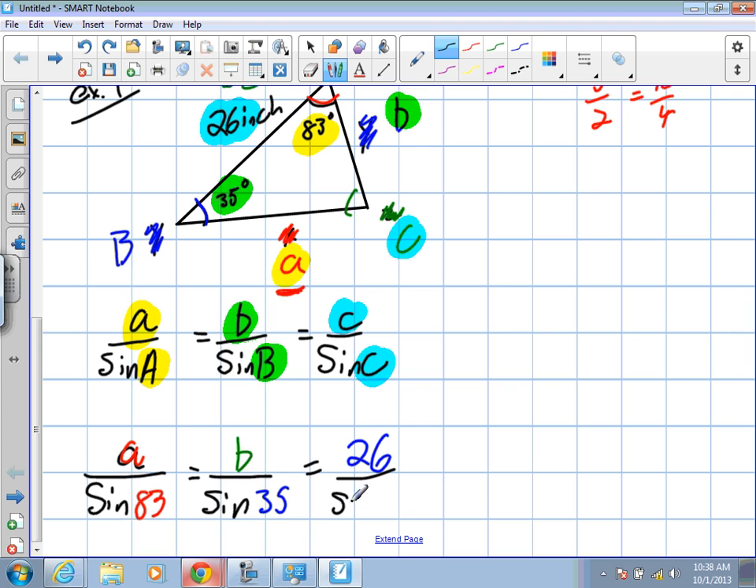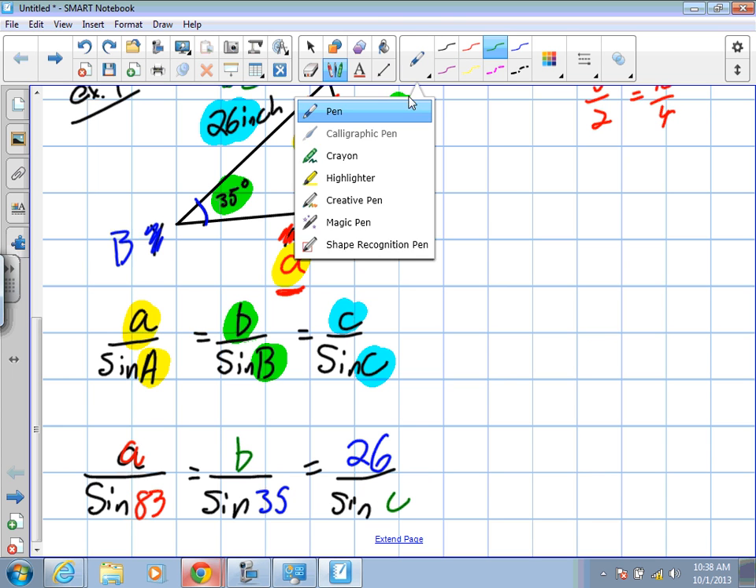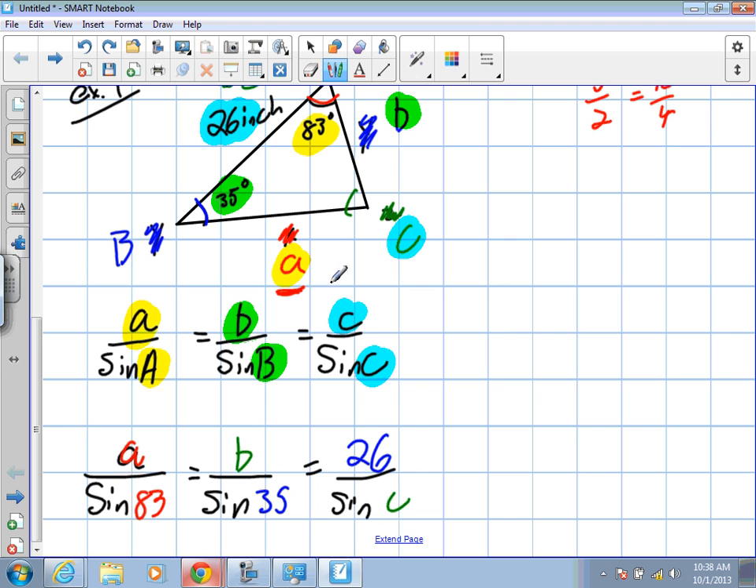Sine C. In order to use sine law, we have to have a complete ratio. In other words, we have to have all the numbers in one of these sets of fractions. Do I have all the numbers in the first, second, third? So I actually can't use sine law yet. I don't have enough information. What can I do, Mark? You can add all those in the triangle and then sometimes 180.